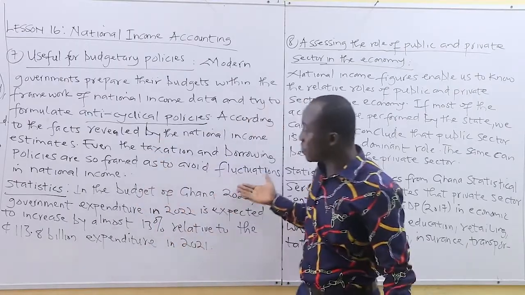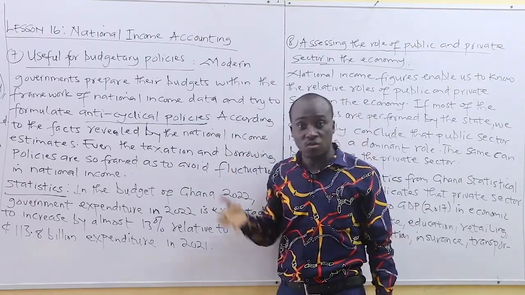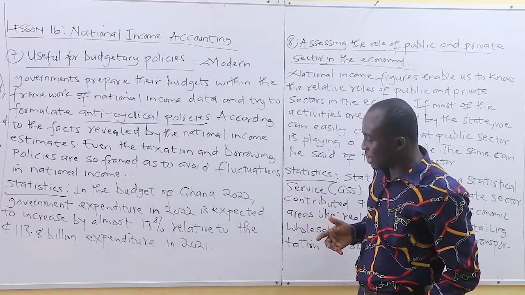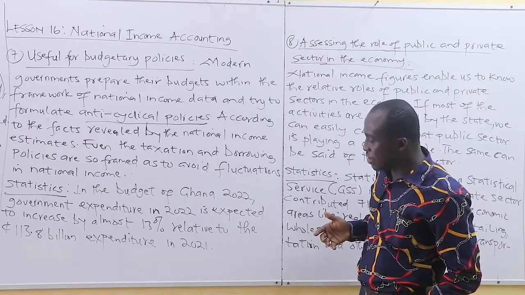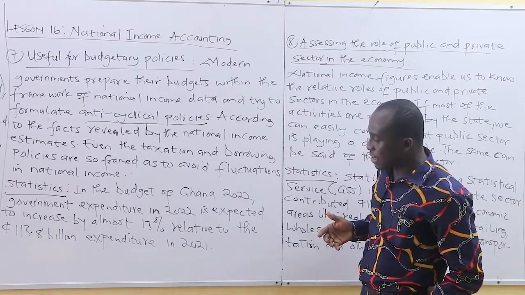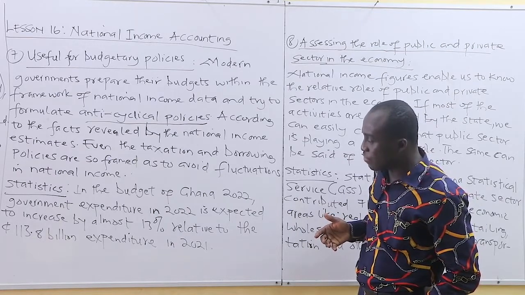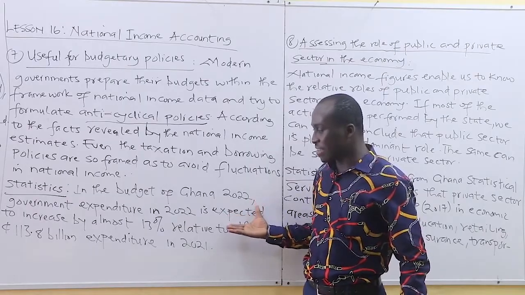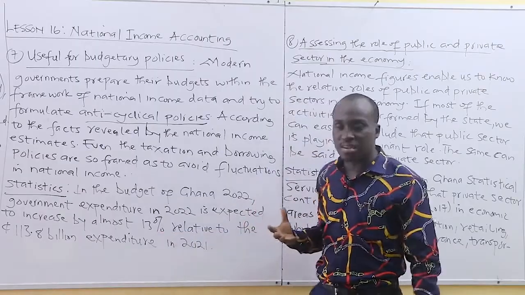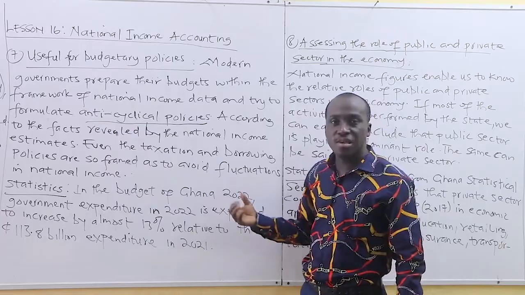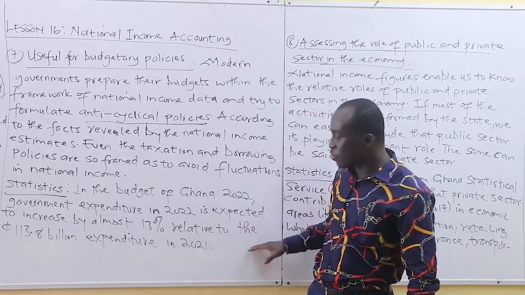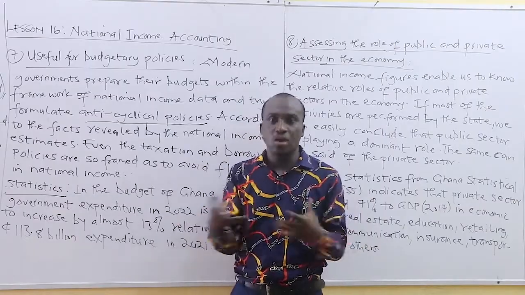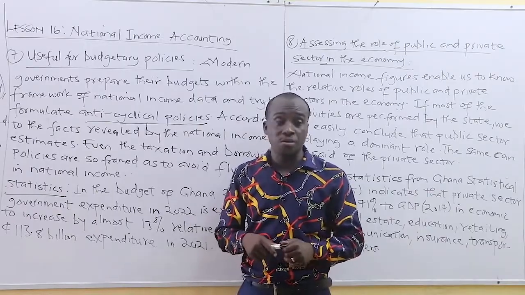So before government can do any of these things, it takes all these into consideration. Look at the statistics, for instance, in the budget of Ghana 2022: government expenditure in 2022 is expected to increase by almost 13% relative to the 113.8 billion expenditure in 2021. Where government is targeting a 13% relative increase, they have to take the country's GDP into consideration. They want to increase government spending so that they can increase the GDP.